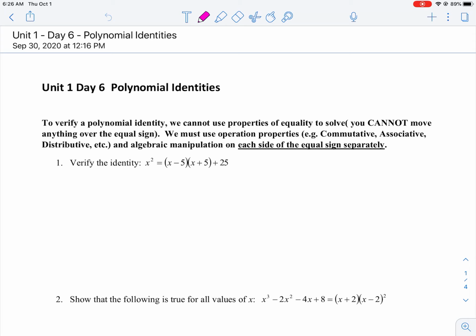In this unit, we're going to verify a polynomial identity. We cannot use properties of equality to solve, meaning we cannot move things from the left side of the equation to the right. We're going to be using operation properties such as commutative, associative, distributive, and algebraic manipulation on each side of the equal sign separately. What do I mean by that? Let's take a look at number one.